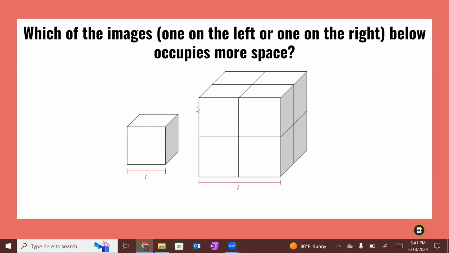Then let's look at another thing. Matter is anything that has mass and occupies space. We've looked at mass. Now let's look at these two images. Which of the images shown below occupies more space? Hopefully, you said the one on the right. Yes, the one on the right occupies more space.